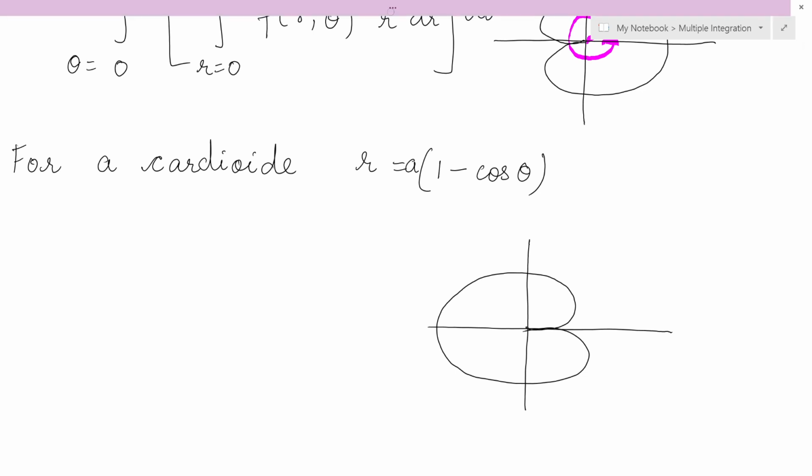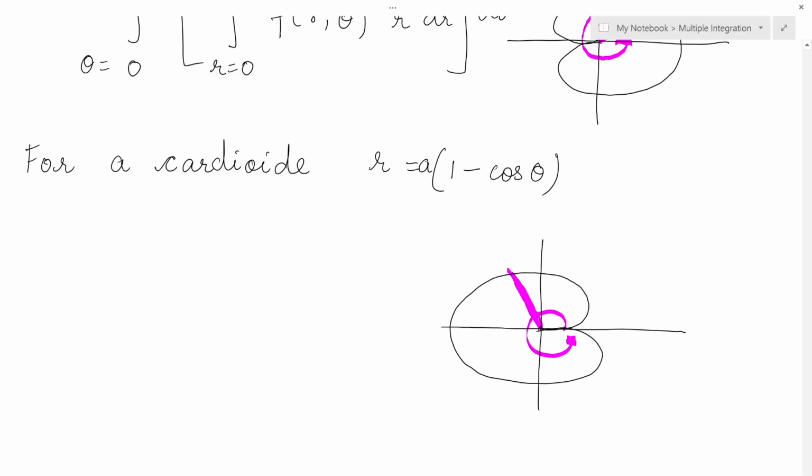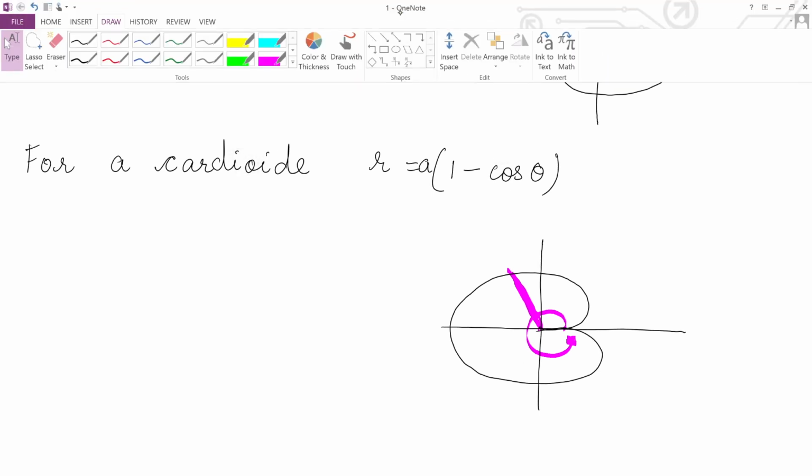Now consider a radial strip as we did in the earlier sum. The radial strip will be anywhere it touches. For example, it is this way. So here the radial strip will travel from this point and it will reach up till this point. Okay, so again theta will be same, 0 to 2 pi, and my inner limits will be: it is touching 0 and it is touching the cardioid.